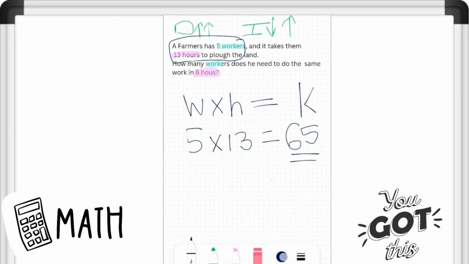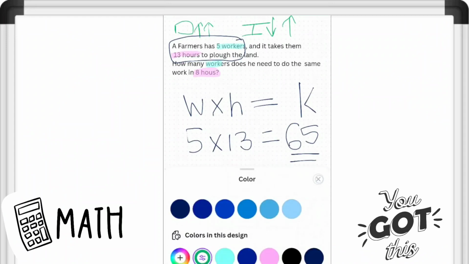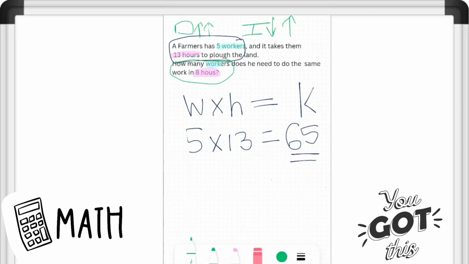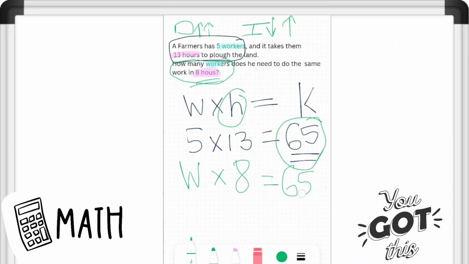So now we have to do the same for the other side. We need to work out how many workers. So for workers, we don't know how many workers, so let's put a W for workers. But the hours we have, they want to do it in 8 hours. And this will still have to give us the constant because it's the same amount of land, the same size land they need to plow. So it has to give us 65.